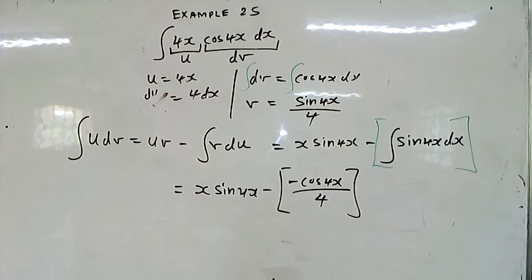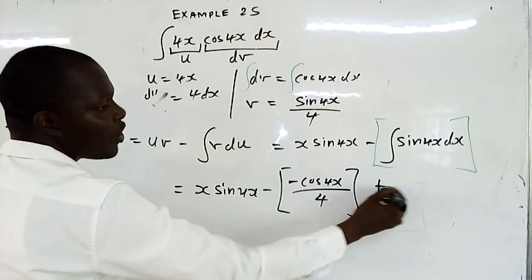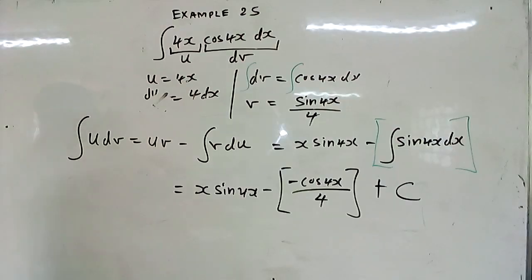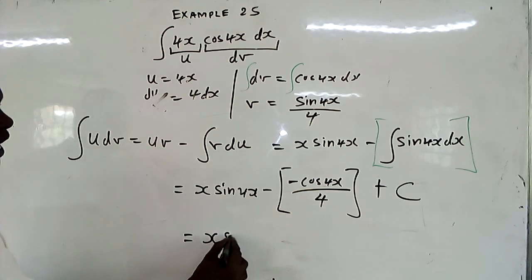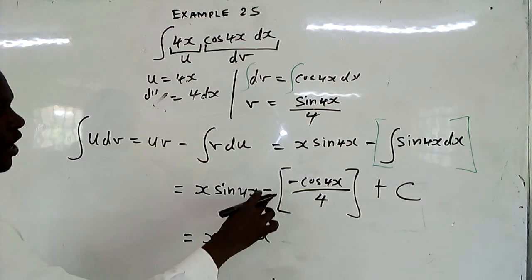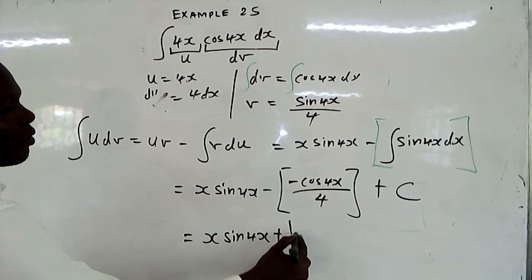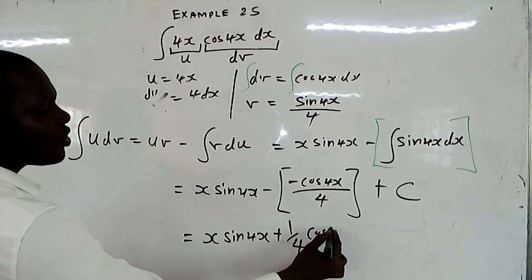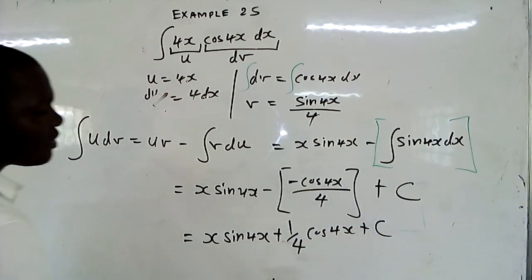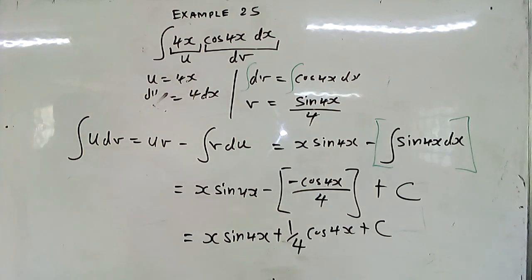Good. So at the end, there's no more integral. We add our arbitrary integration constant because of indefinite integration. So what do we have if we simplify this? x sine 4x, negative into negative is positive, then 1 over 4 cos 4x plus c.